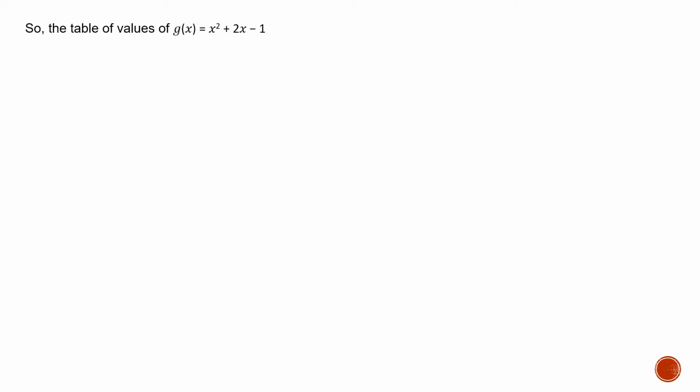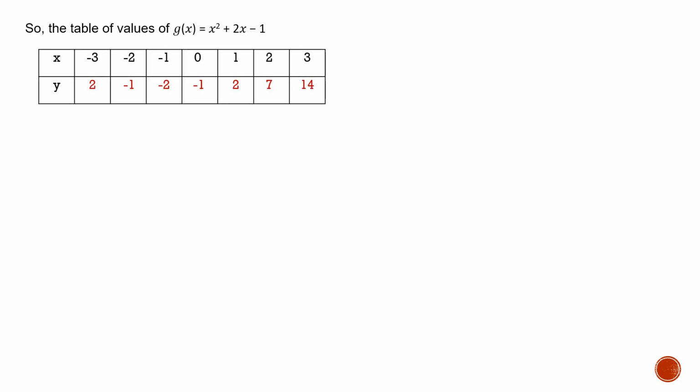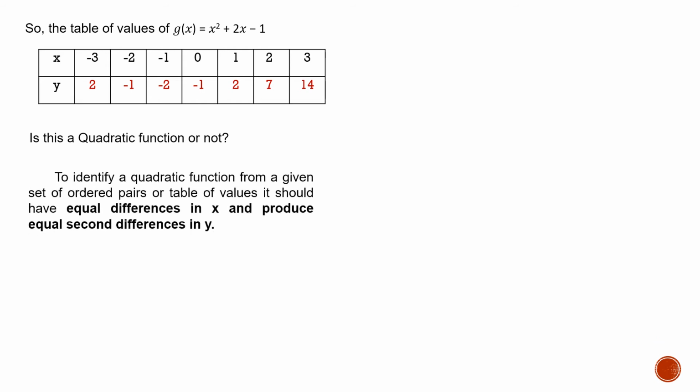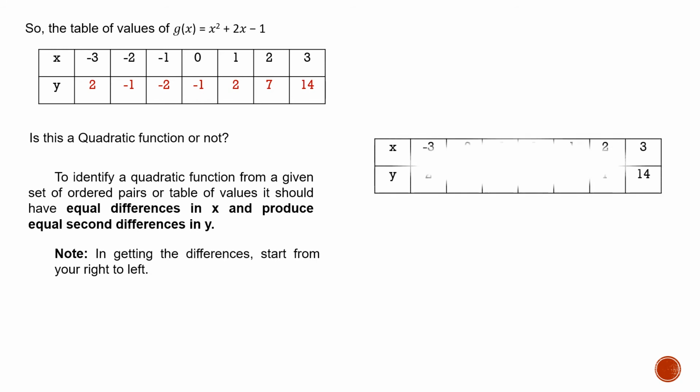Okay, so this is now the table of values of g of x is equal to x squared plus 2x minus 1. So the question now is, does it represent a quadratic function or not? So remember that to identify a quadratic function from a given set of ordered pairs or table of values, it should have equal differences in x and produce equal second differences in y. And again, in getting the differences, we must start from our right to the left.